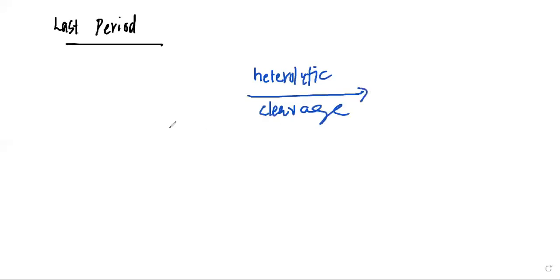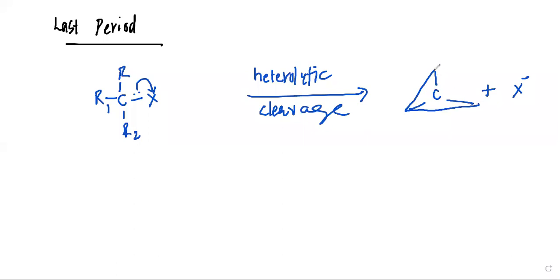So in the last period, we have studied that if there is a homolytic or heterolytic cleavage, what happens is that if you have C, R and X, then both the electrons from this go to X, and you get X minus, and you get C with R, R1, R2, and then you have one vacant orbital available. This is the vacant orbital.